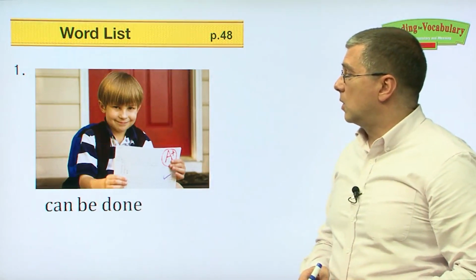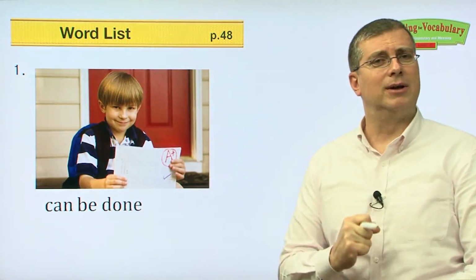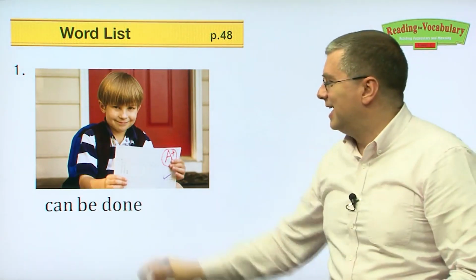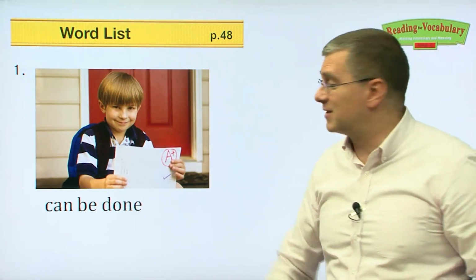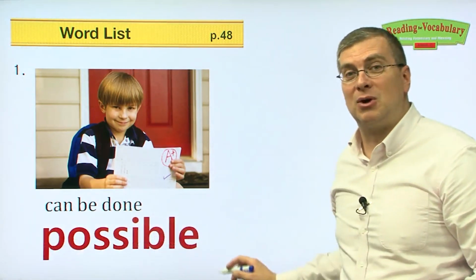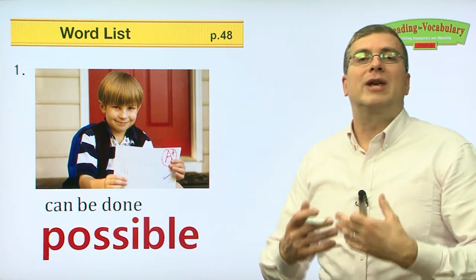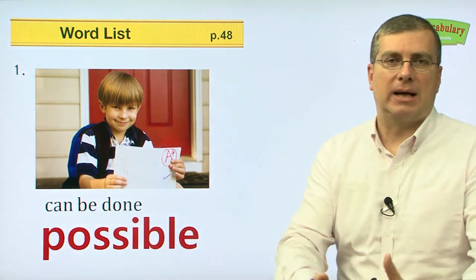Okay, our first word for the vocabulary: possible. He's very happy. He's very proud. I hope you get the same thing. He got an A+. Yay! Right? It can be done. Yes, you can get an A+. It is possible. Yes, you can do it, right? It is possible.